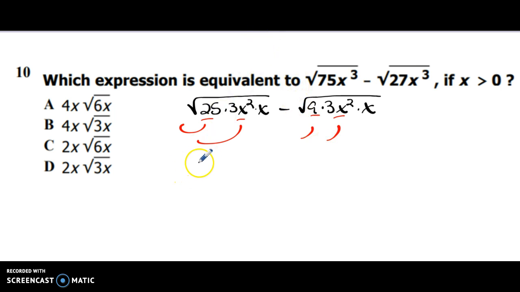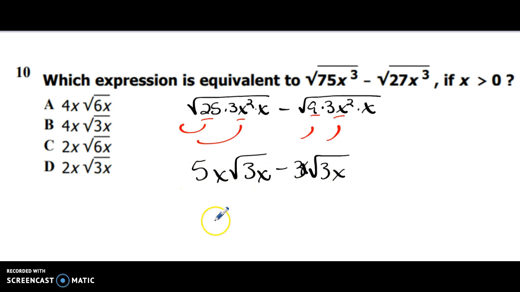So here I have 5x times the square root of 3x, minus 3x times the square root of 3x. Same exponent, same radicand. So 5 minus 3x gives me 2x times the square root of 3x.